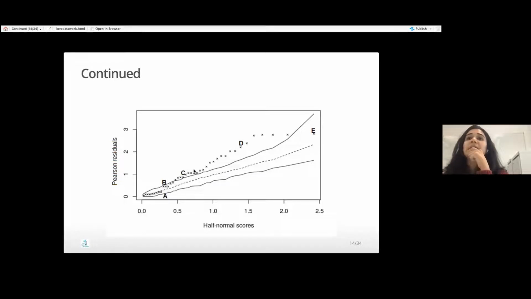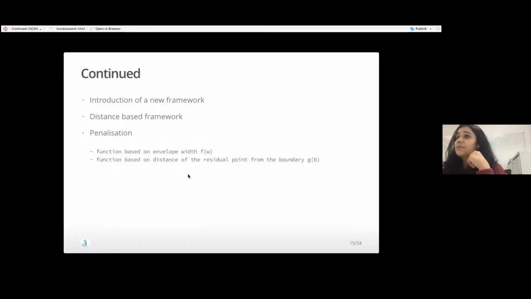And also C and D, which fall outside. So what do we do then? There should be some difference between C, D and A, B, E. Since C and D fall outside the boundary, we add a penalization factor with respect to the distance of these points from the boundary. That's how we introduced a new framework, which is a distance-based framework.